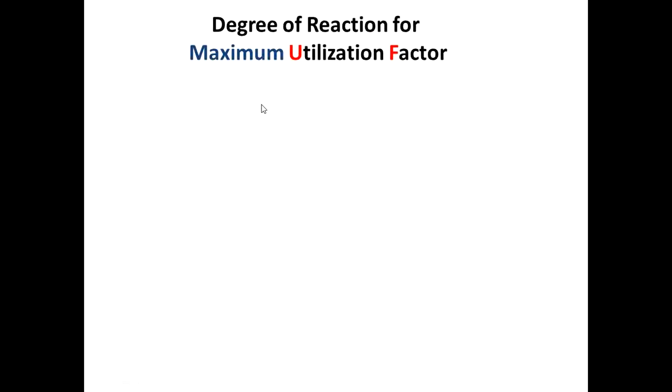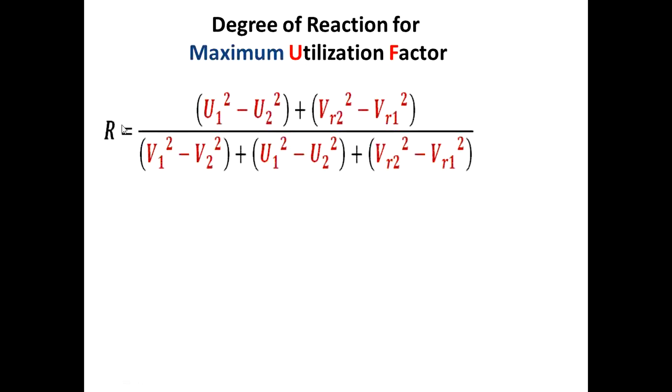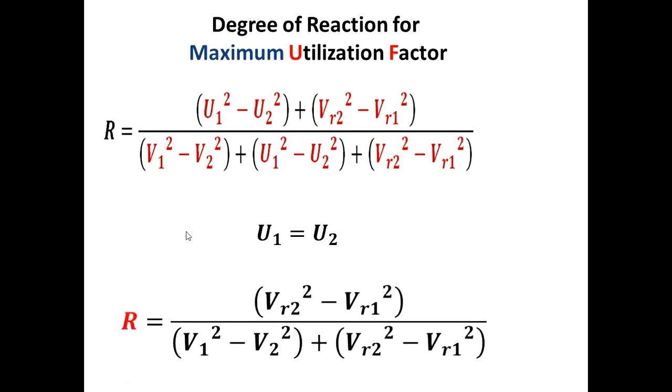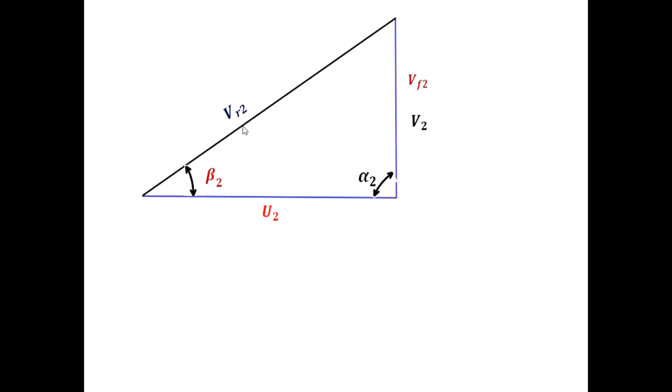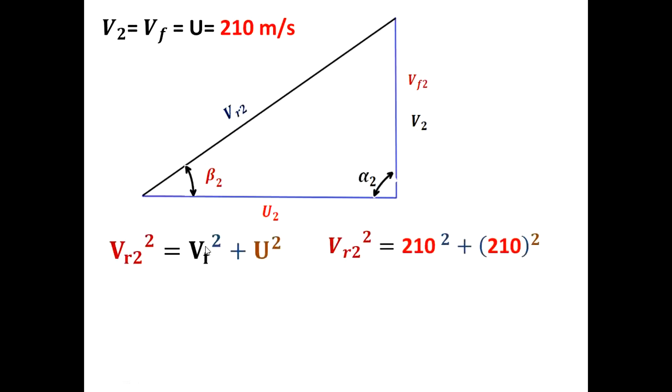Degree of reaction for maximum utilization factor. For maximum utilization factor, with axial direction, U1 is equal to U2, so Vu2 is 0. This term will get cancelled. So you will remain with the degree of reaction equal to VR2 square minus VR1 square, divided by VR2 square minus VR1 square plus V1 square minus V2 square. Next, for the maximum utilization factor, V2 is very less. Therefore V2 is equal to Vf2. V2 is equal to Vf is equal to U. Already it is told.